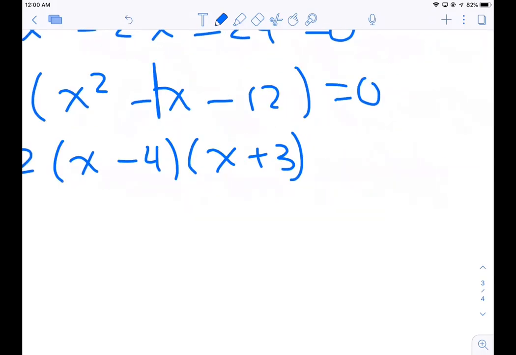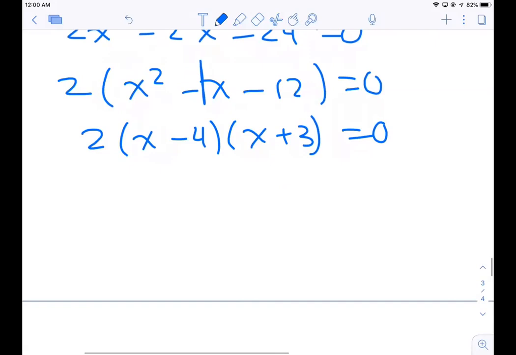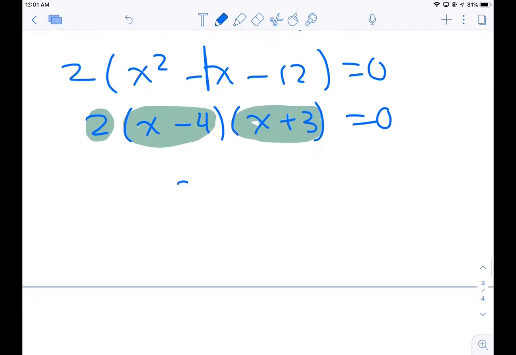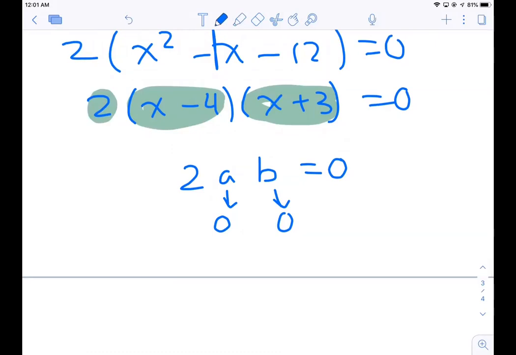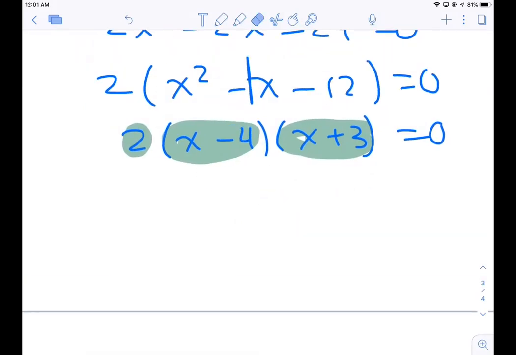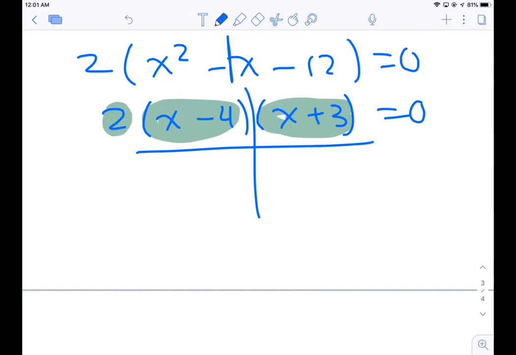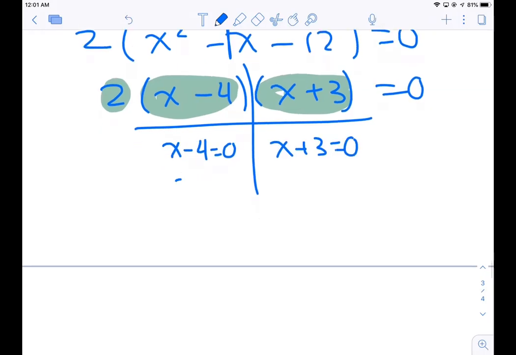Drop down the 2, equals 0. We use something called the zero product property, right? If we have 2 times something else equal to 0, well, think of it like 2 times A times B equals 0. If 2 times A times B equals 0, then don't you agree that A has to be 0 or B has to be 0, or they're both 0, right? So same idea here. We have 3 factors, 3 things multiplied by each other. So that means X minus 4 has to equal 0, or X plus 3 has to equal 0. And that is how we get solutions of 4 and -3.